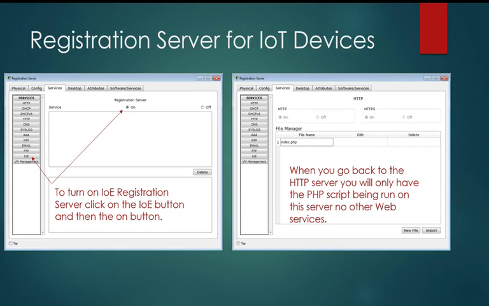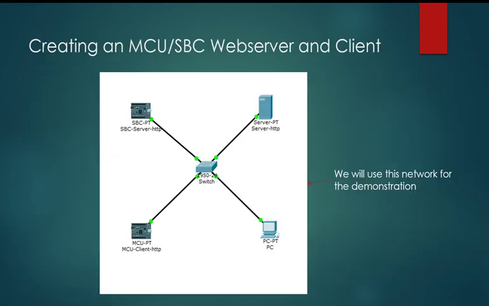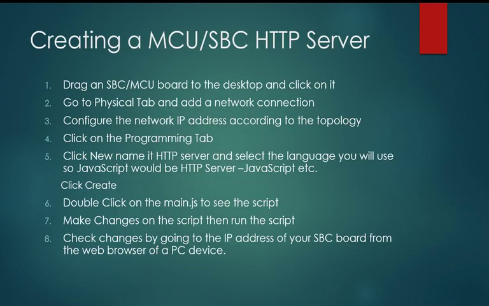When you use the registration server for an IoT scenario, the index file is now a PHP script. This is an example of the registration server and the IoT network and devices. In PT 7.0, you can create a dedicated HTTP server and client as if using a Raspberry Pi. Follow these steps.